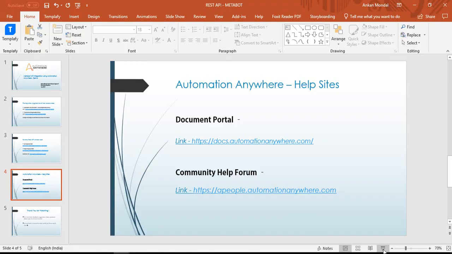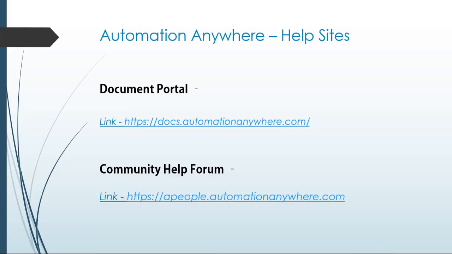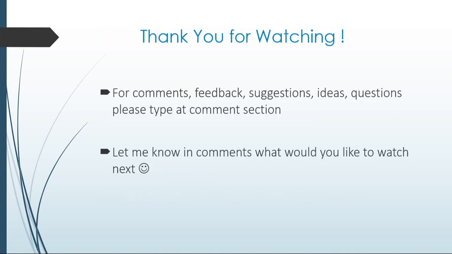So I'll go back to my presentation, and yep, some of the helping sites you can get from here. So we have a documentation portal, and you can go to docs.automationanywhere.com if you need any documentation help, and also you can visit the community forum of Automation Anywhere, where you can post your queries, and there will be lots of people to help who have Automation Anywhere as a tool on their computers.